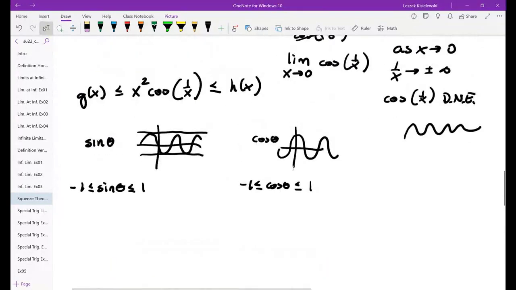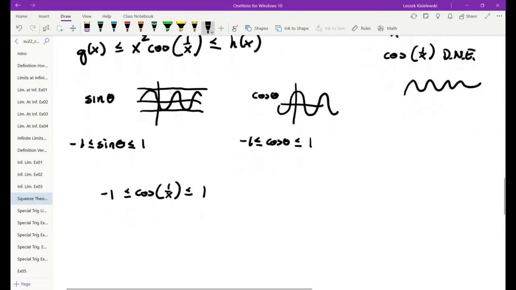Okay. So that's going to be our starting point in constructing two functions bounding our function. I don't care what x is. Of course, x cannot be 0, but cosine of 1 over x always returns a number between -1 and 1. So that's going to be the start of our inequality there.